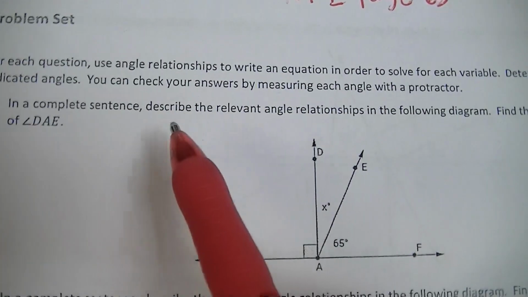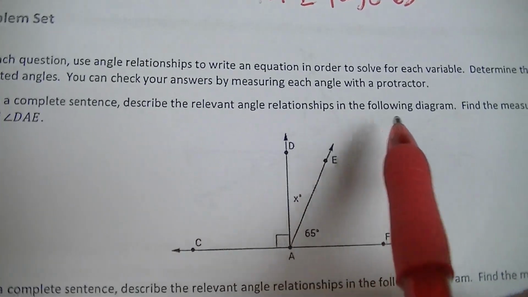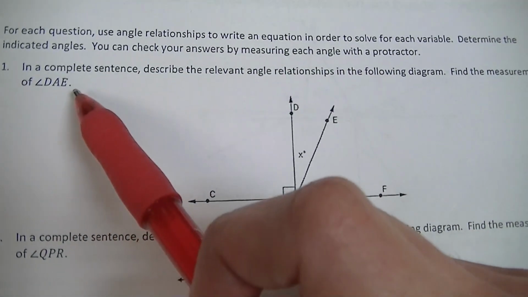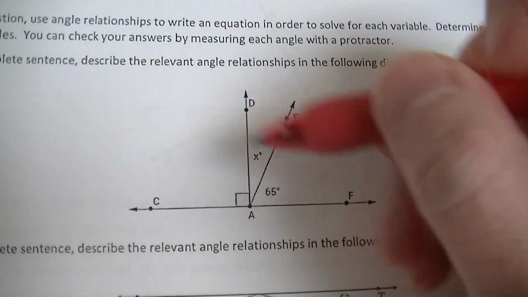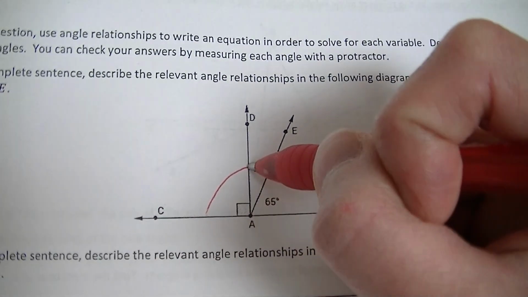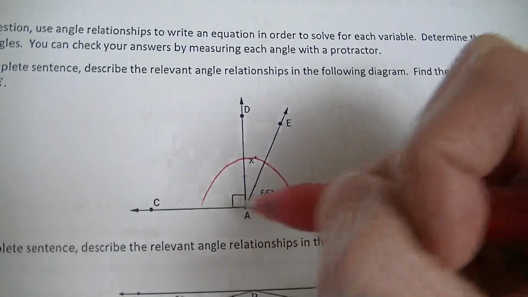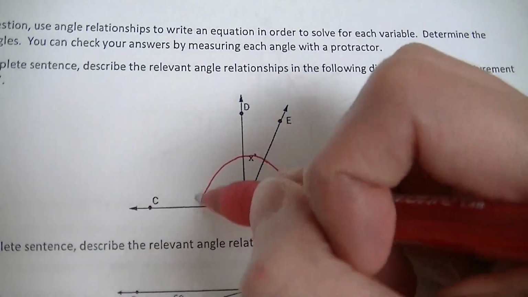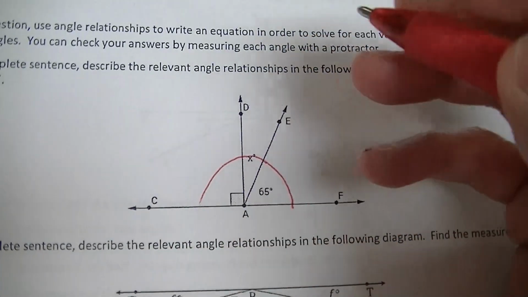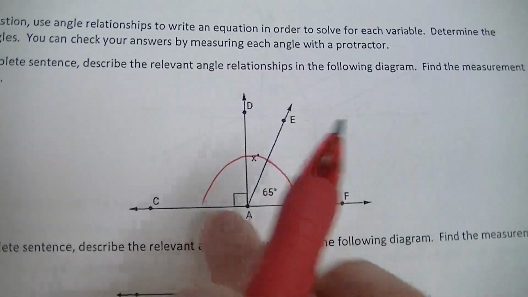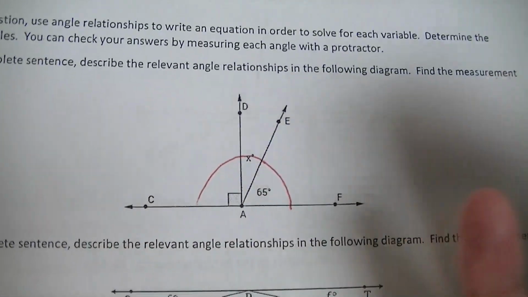Okay, so in a complete sentence, describe the relevant angle relationships in the following diagram. Find the measurement of angle DAE. Before I do that, I see that I have an angle right there, and another right there. Joining the arcs, I see a half circle. When I add these angles all up, they're going to equal 180 degrees. When you see this type of situation, they're called angles on a line.